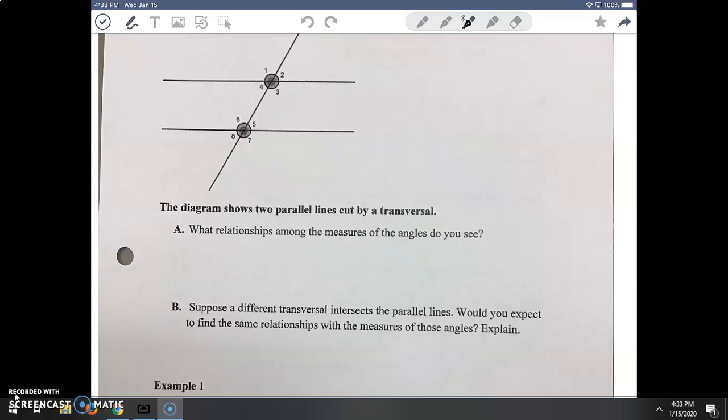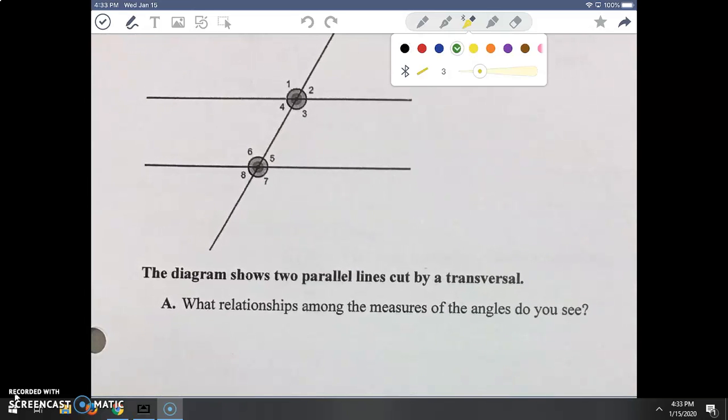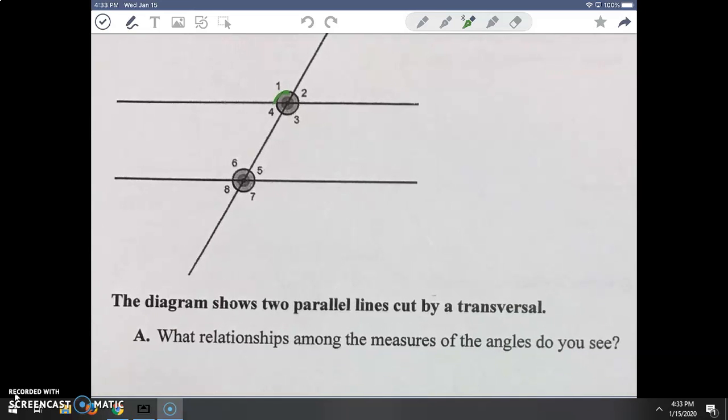So on this first question, it says, what are the relationships among the measures of angles that you see? Now, based off what we talked about already in the last chapter, you could probably look at angle 1 and angle 2. Those would be linear pairs. So let's go ahead and write this down. Angle 1 and angle 2 are linear pairs. Linear pairs, remember, are two angles that add up to equal 180.